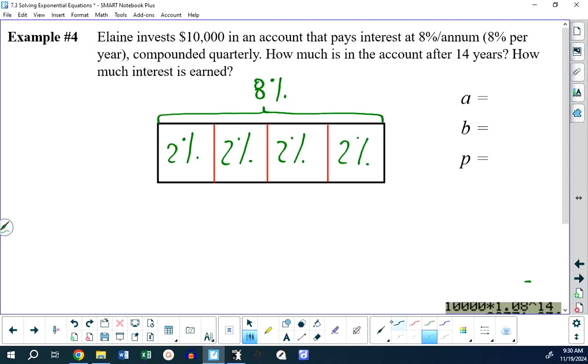Now, what is A? A is still 10,000. What is B? B is now 1.02. So one way or another, you have to sort out how to go from that 8% per year compounded quarterly to 1.02. Her investment at this point in time is going to be multiplied by 1.02. And then at this point, it's going to be multiplied by 1.02. And here, it's going to be multiplied by 1.02.